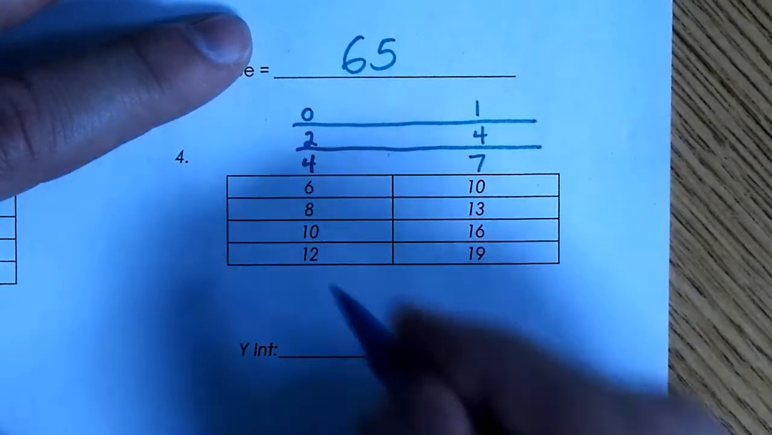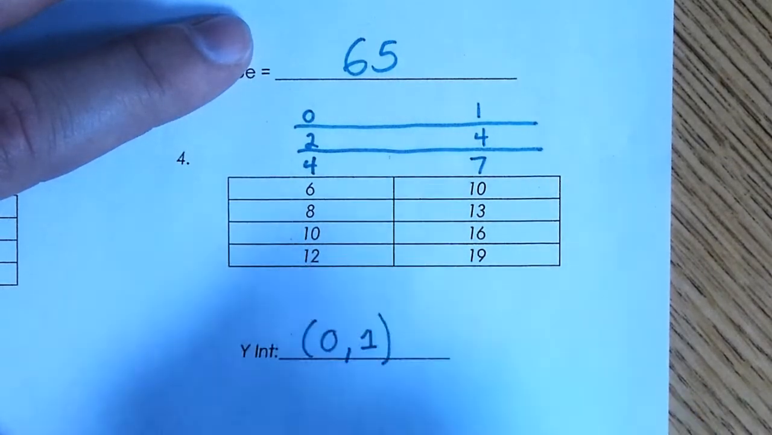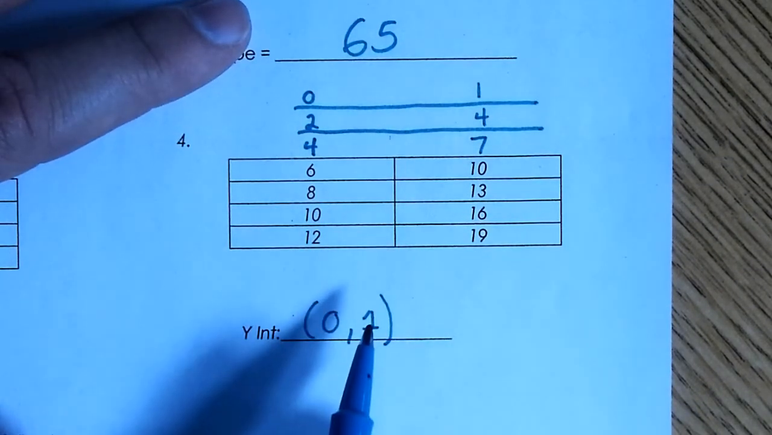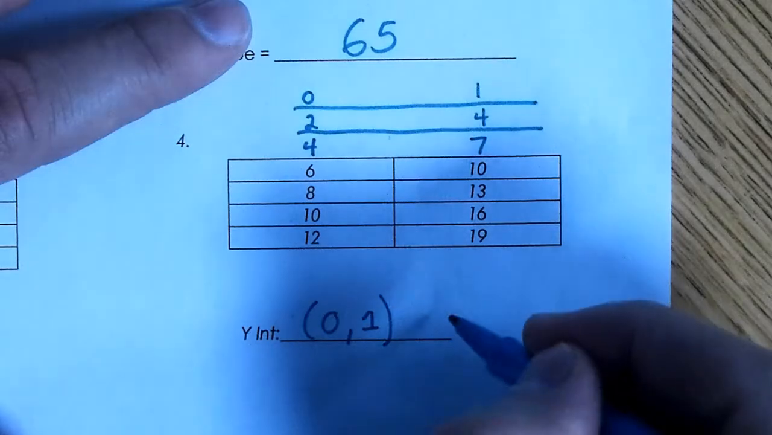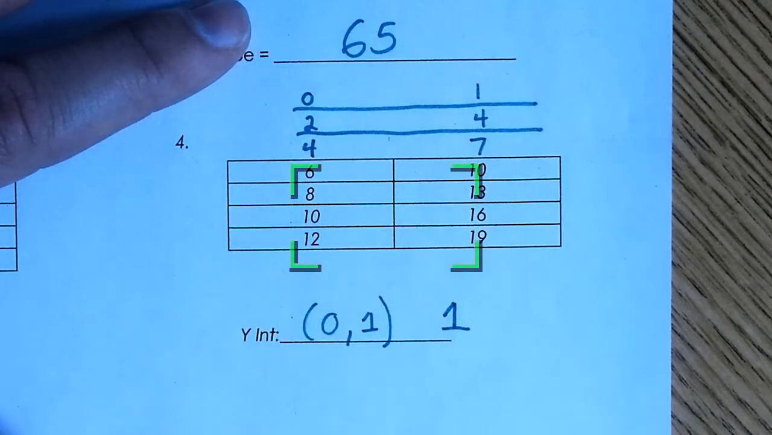I'll accept either or tomorrow. So the official way is this right here. My y-intercept is 0, 1. But if you were just to write 1 down tomorrow, I would get it. I would count that as credit for right now.